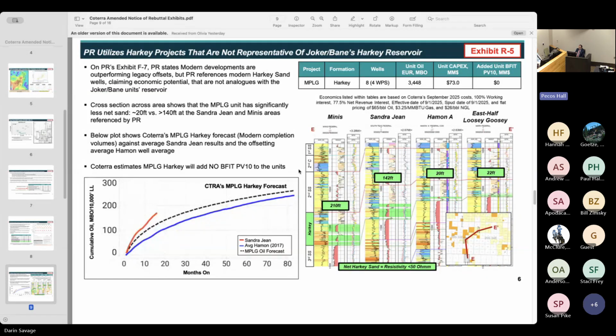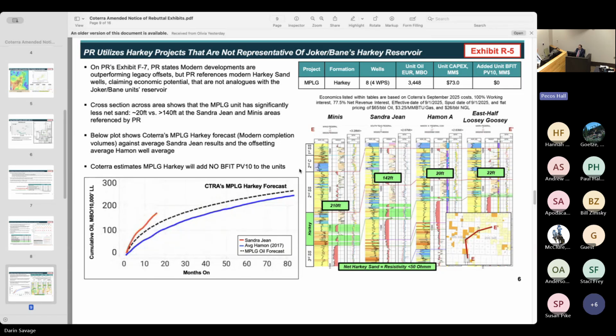There was a statement made by Permian Resources' engineer that Coterra thinks the Harkey's economic. That's not true. We do not believe that. They made that assertion based on the table on the top right-hand side of the rebuttal exhibit. And they're claiming that we're showing a PV10 of 0. That column is titled added unit BFIT PV10. We're stating that these wells add 0. The actual BFIT PV10 of these wells is negative. And so we're just illustrating that there's no added value on that column. So it's very important to see the added label on that column.